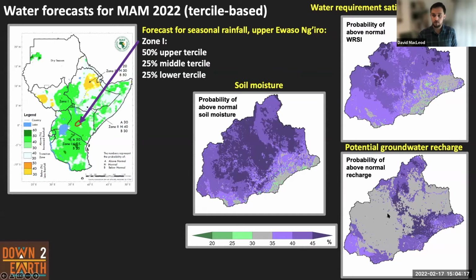But in a large part of the lowlands, despite there being 50% chance of upper tercile rainfall, our experimental forecast suggests this isn't going to translate into above normal recharge. Now, why might that be?